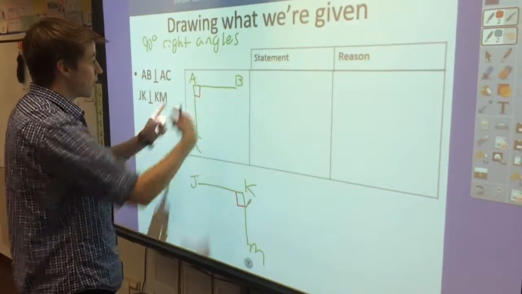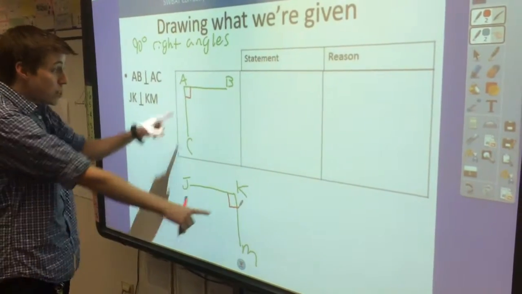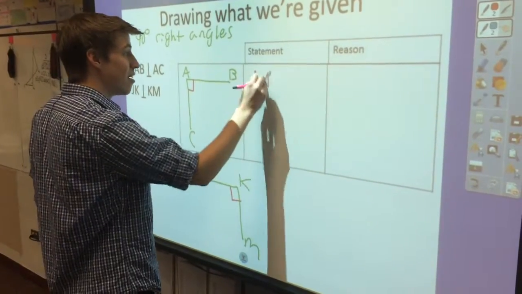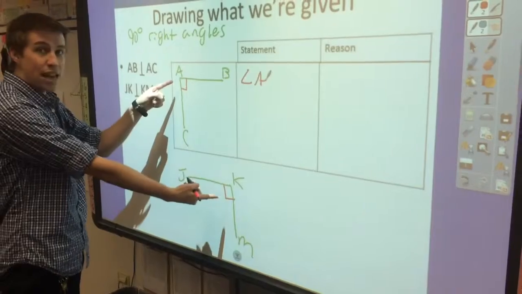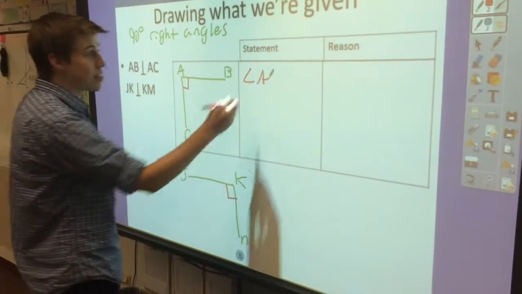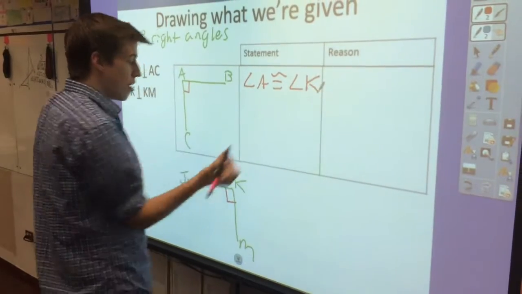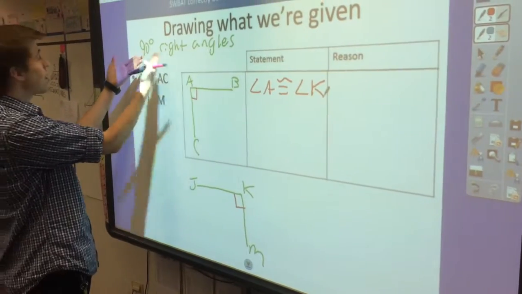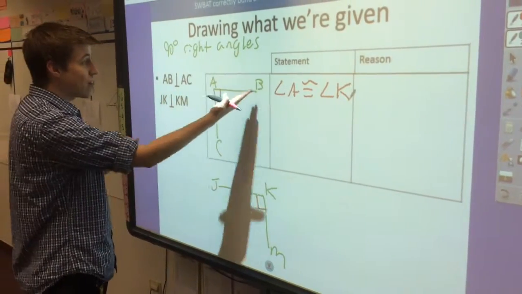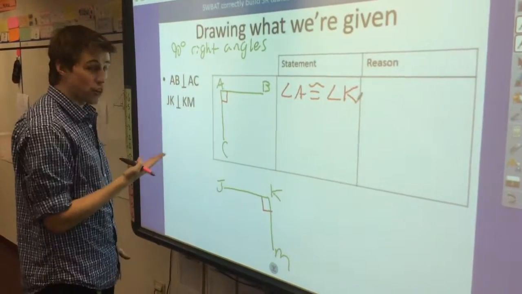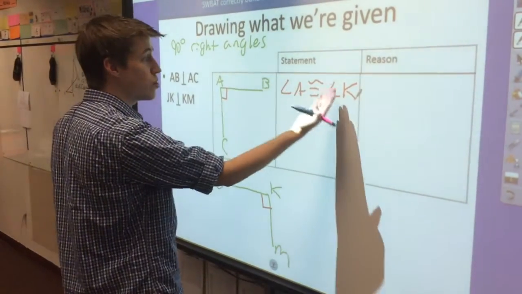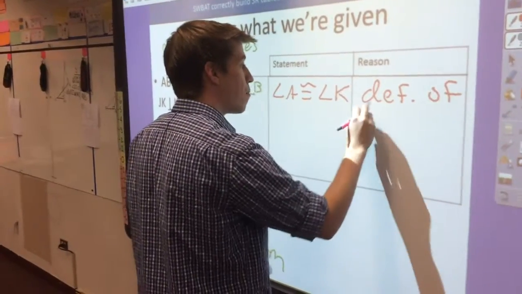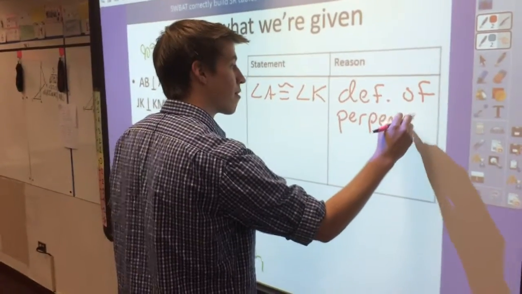When we see that two perpendicular lines, even if they're different sets, they always make a 90-degree angle. So we automatically know that angle A is 90 degrees and angle K is 90 degrees. So they're the same thing. So we can say that angle A is congruent to angle K. And why did we know that? Well, it was literally from the definition of perpendicular lines. They always make 90-degree right angles. Every time two perpendicular lines hit, 90 degrees, 90 degrees. So we know that those 90-degree angles are congruent, and we know that because of our definition of perpendicular lines.